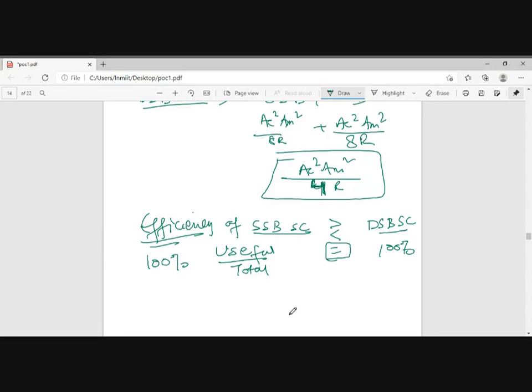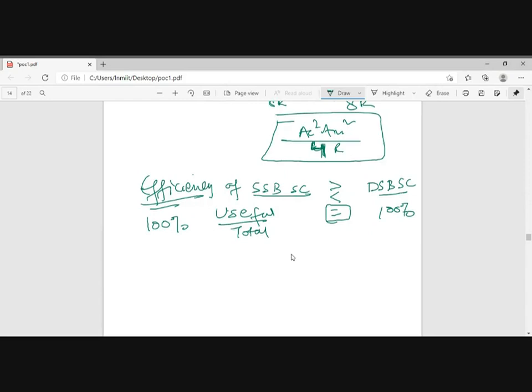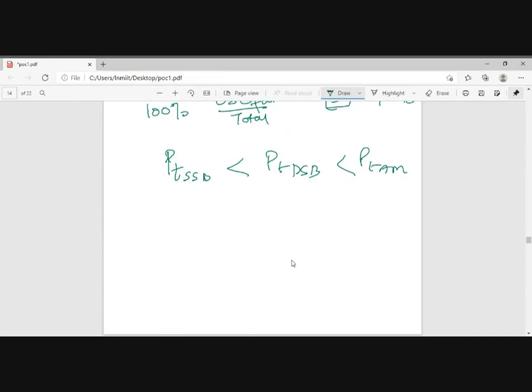ओके, सो ऑलवेज रिमेंबर, बट इफ इट इज आस्क्ड द पावर ट्रांसमिटेड, then power transmitted of SSB will be less than power transmitted of DSB will be less than power transmitted of AM. Let's say bandwidth of SSB will be less than bandwidth of DSB. Bandwidth of DSB will be equal to bandwidth of AM.